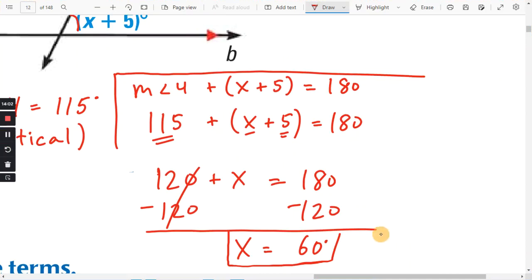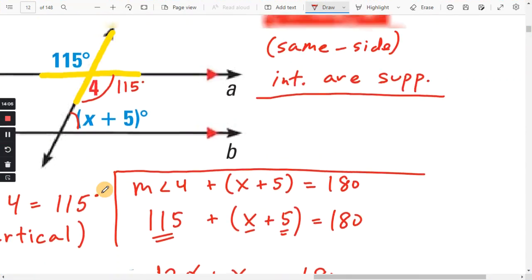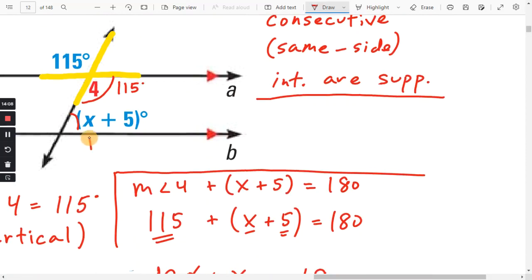All right, so they just asked us to solve for X. If you wanted to check and you plugged in the 60 right there in place of X, you would get 60 plus 5, which is 65. Okay, and then of course, if you added the 115 and the 65 combined, of course, they would just be 180, which is the definition of supplementary.